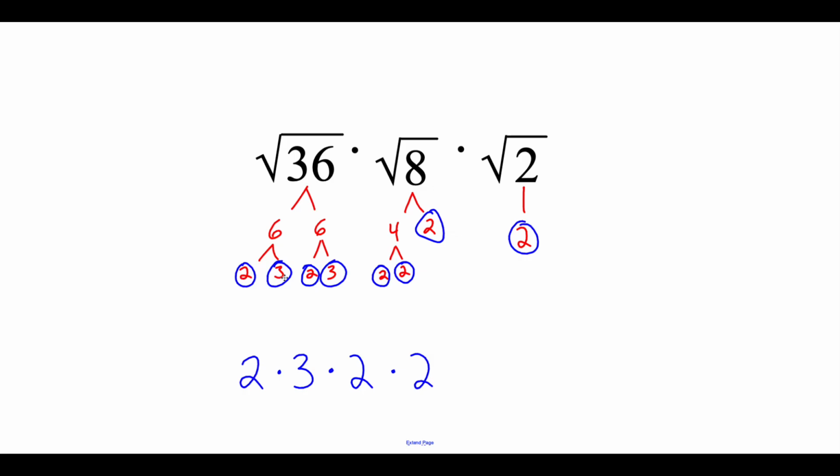Now, I notice the ends of all of my branches got paired up with something, meaning that there are no leftovers to go back together underneath my radical. So I don't need to have a square root in my answer. I'm just going to do the multiplying that's laid out for us here. 2 times 3 is 6. 6 times 2 is 12. 12 times 2 is 24. So we get 24 as our final answer on this one.